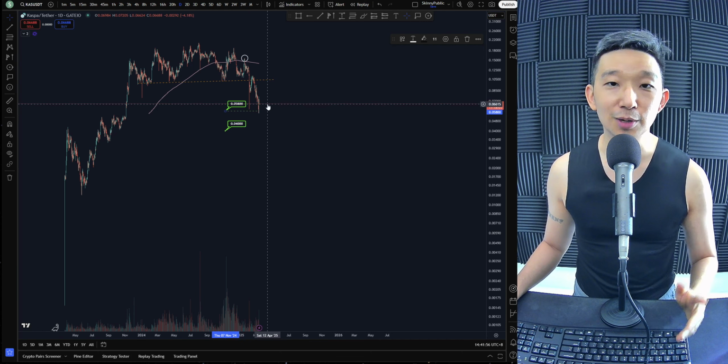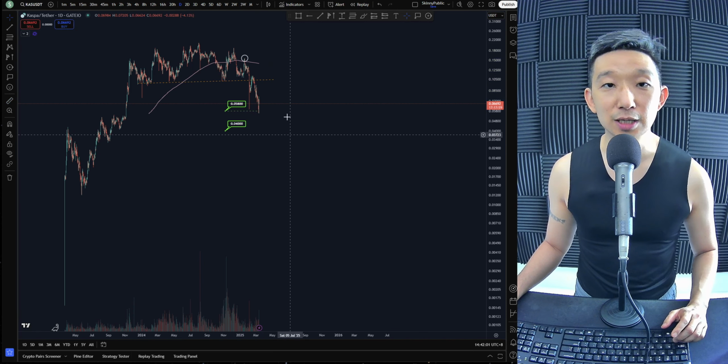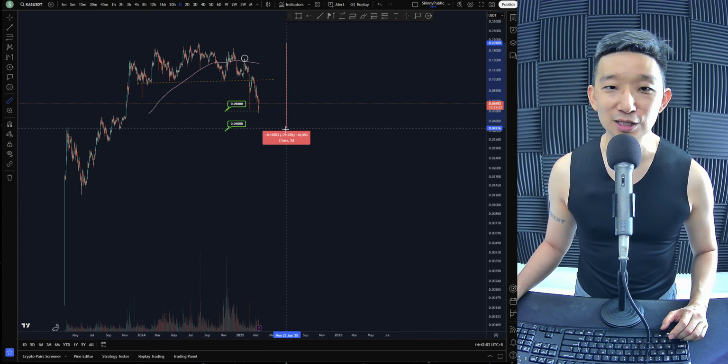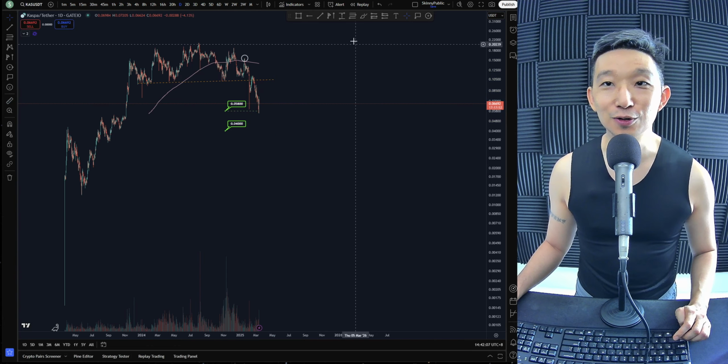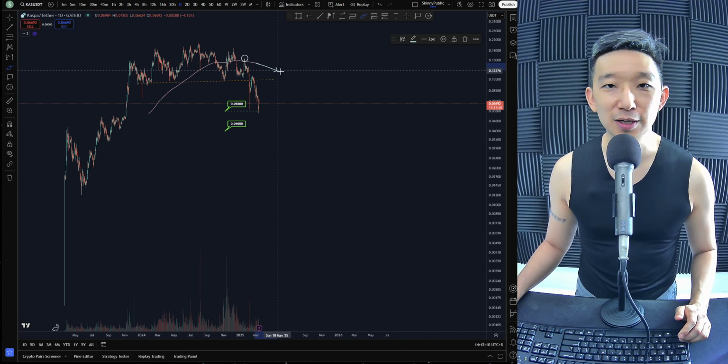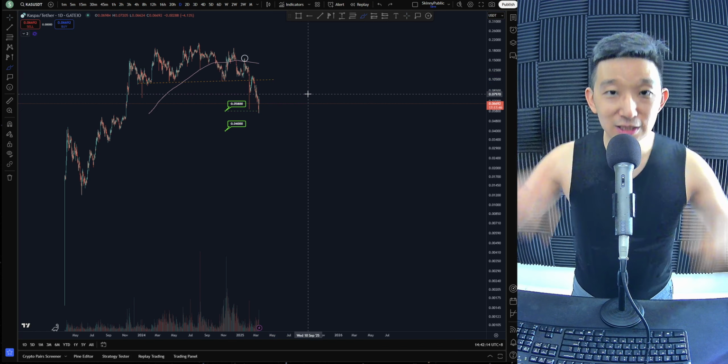So be careful about going long here. Yes, Caspar from the all-time high is already down 72%. I suspect this is not it. I suspect we're going to drop down to at least 80%, at 4 cents. But anyway, as long as we're under the skinny pink line, we will remain with a bearish bias for Caspar.